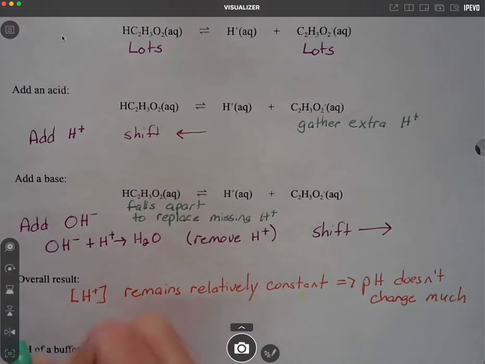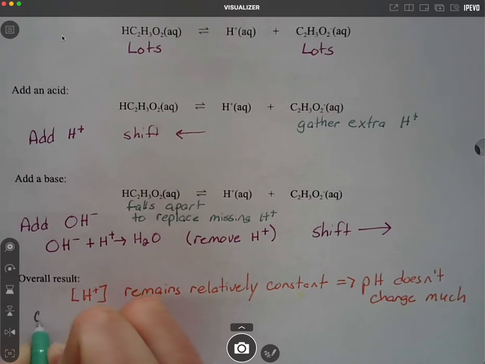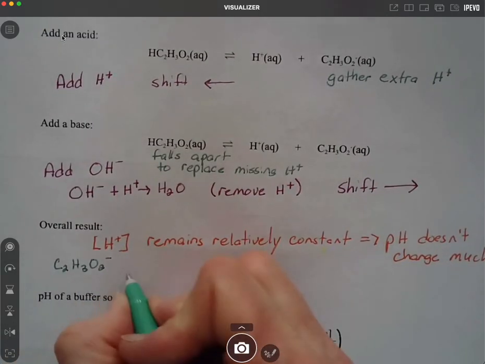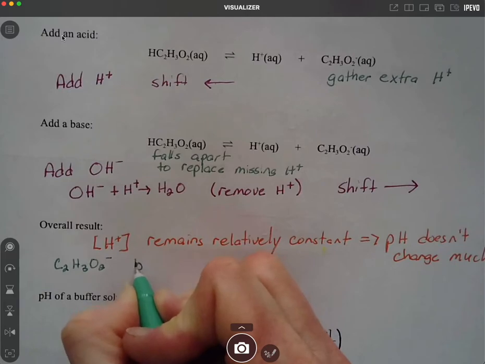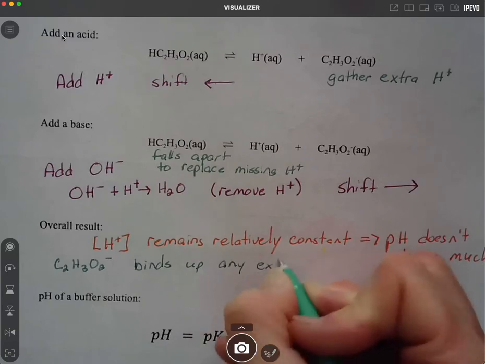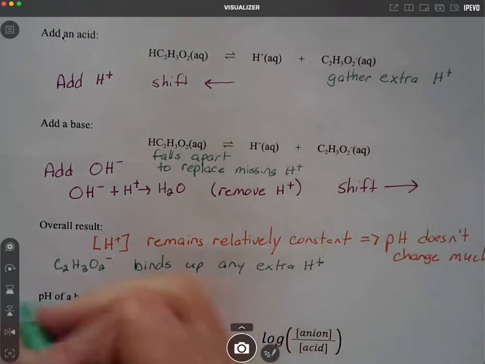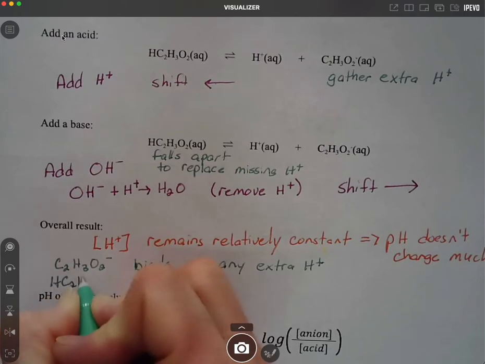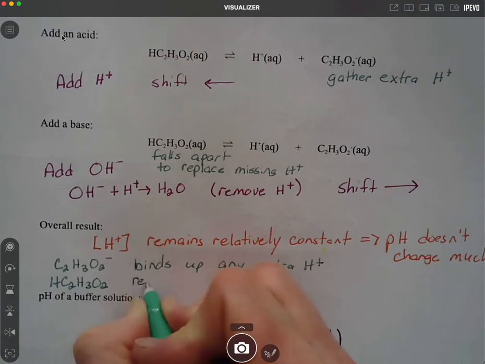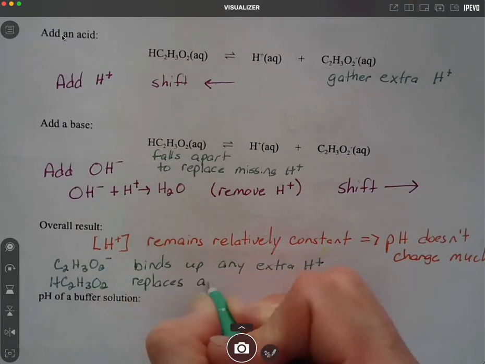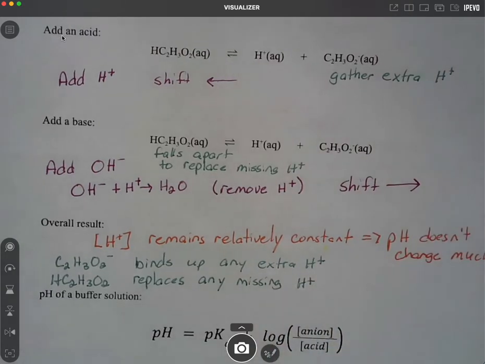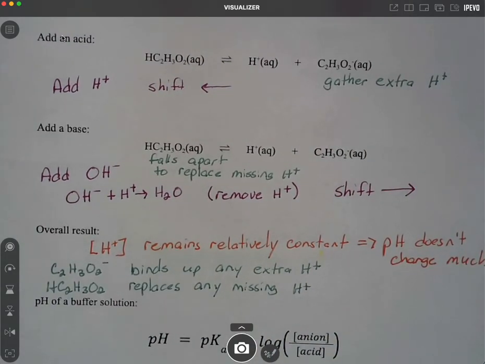And we're able to achieve this because the C2H3O2 minus binds up any extra hydrogen, and the HC2H3O2, the acid part, replaces any missing hydrogen. And so you have something to fix each situation.